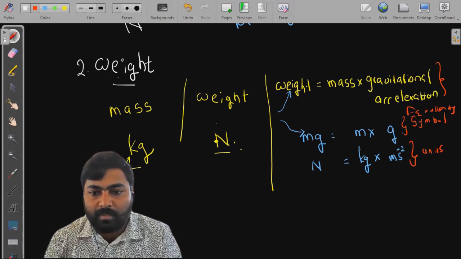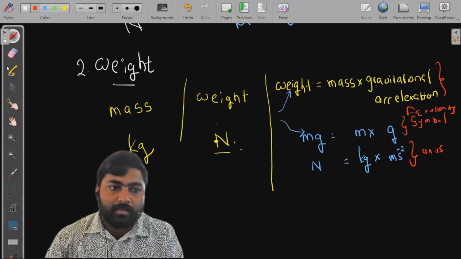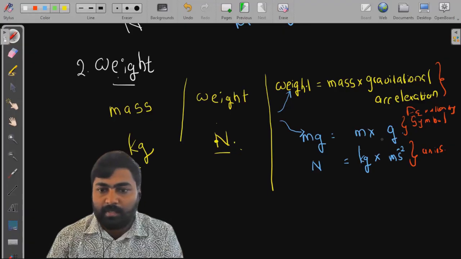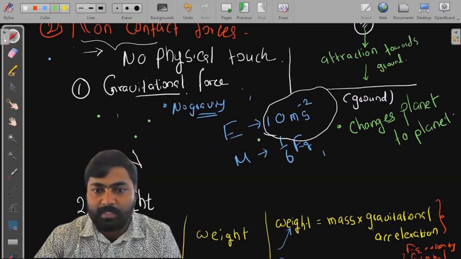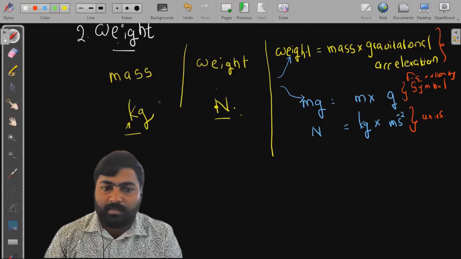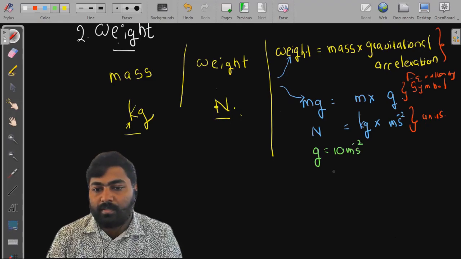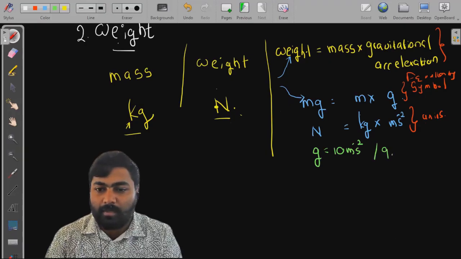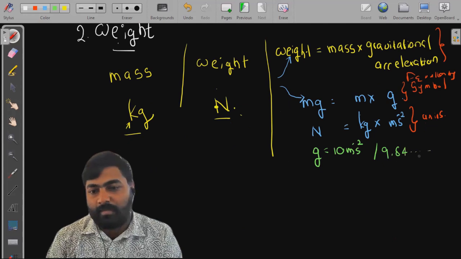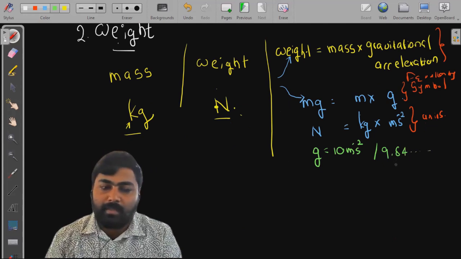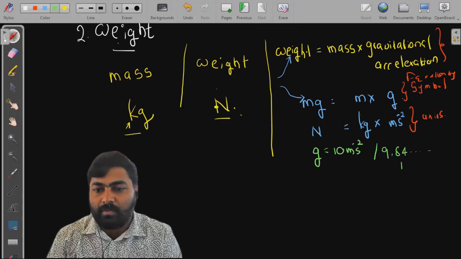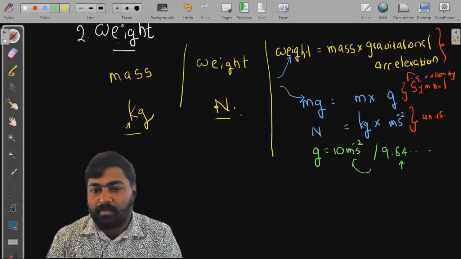Yes, sir. Okay. Then you asked me about the value of g here. On the Earth, it is around 10 m/s². Actually, the actual value is around 9.84 something, but this is not convenient when doing calculations, so we take it as 10.